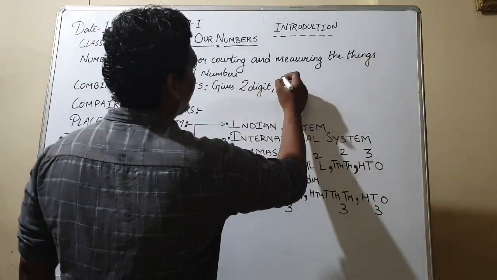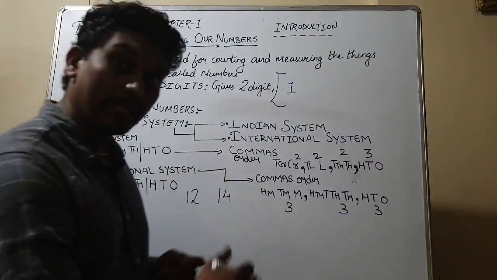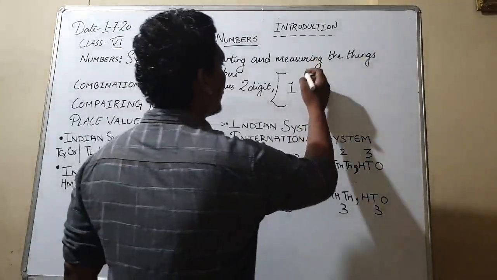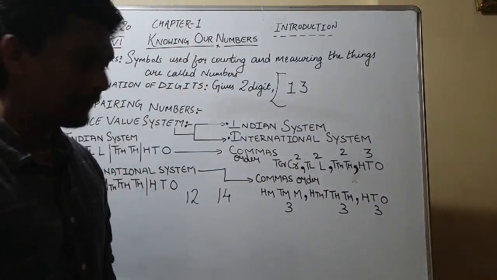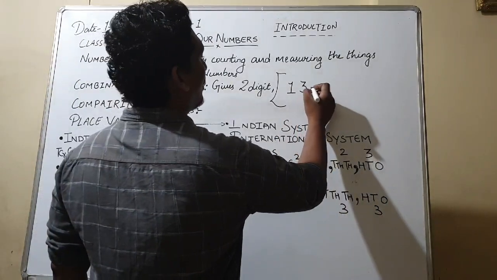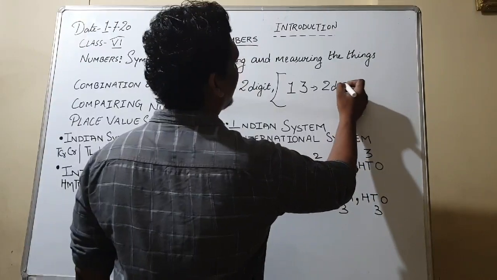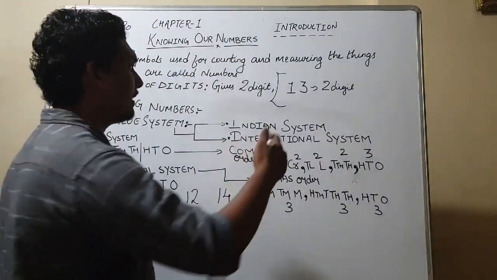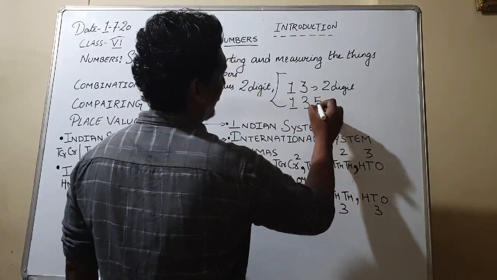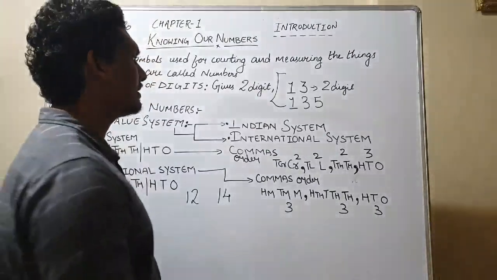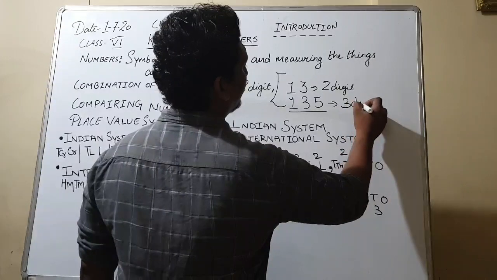I am taking here one digit. Okay, I am combining this one digit with another digit, that is 3. With the combination of these two digits, I got how many digit number? 2 digit. Okay, if I combine this 1, 3 and 5, I am combining these 3 digits, so I get a 3 digit number.